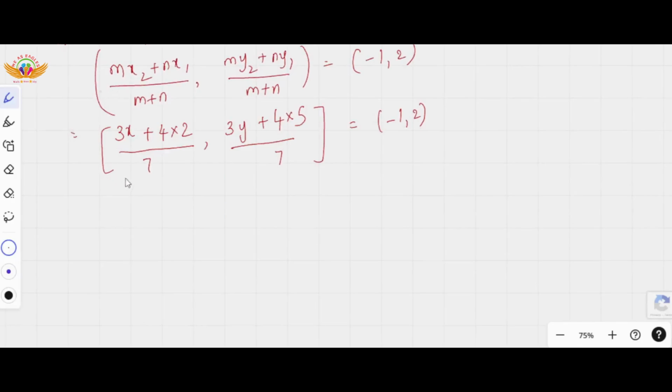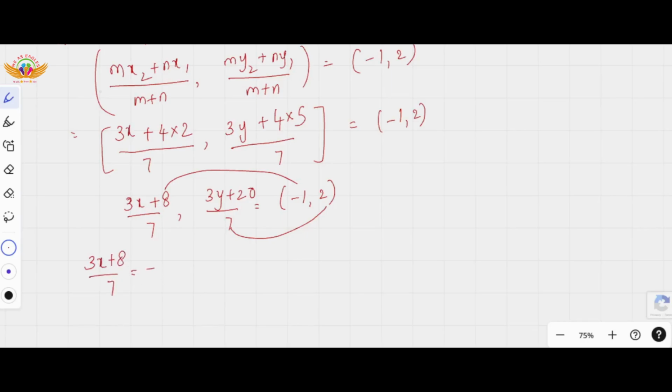Done. So (3x plus 8) divided by 7, (3y plus 20) divided by 7 is equal to minus 1 comma 2. Now I am equating the x value to the x value and the y value to the y value. So (3x plus 8) divided by 7 will be equal to minus 1. On the other hand, (3y plus 20) divided by 7 will be equal to 2.